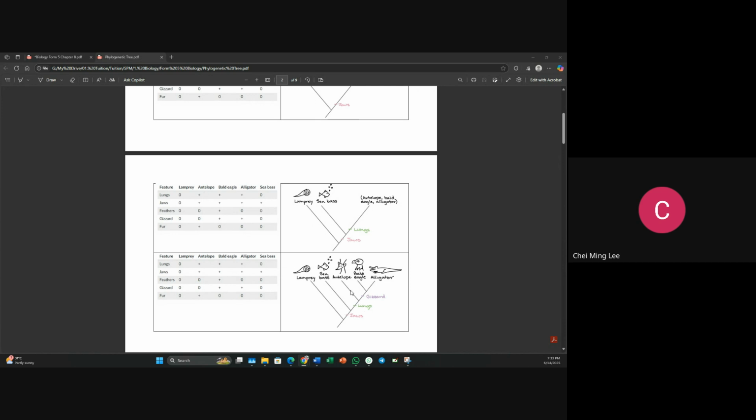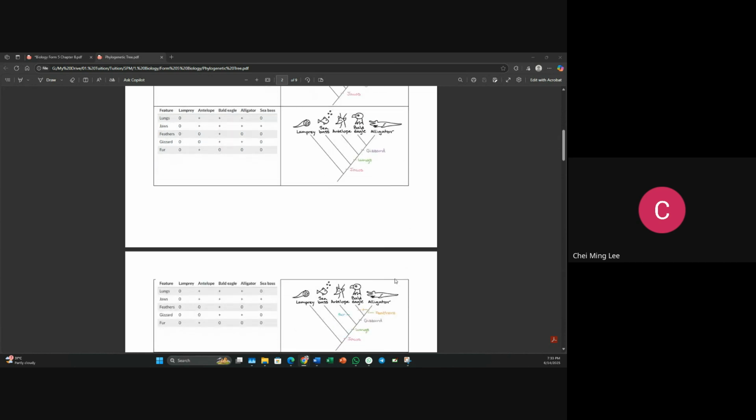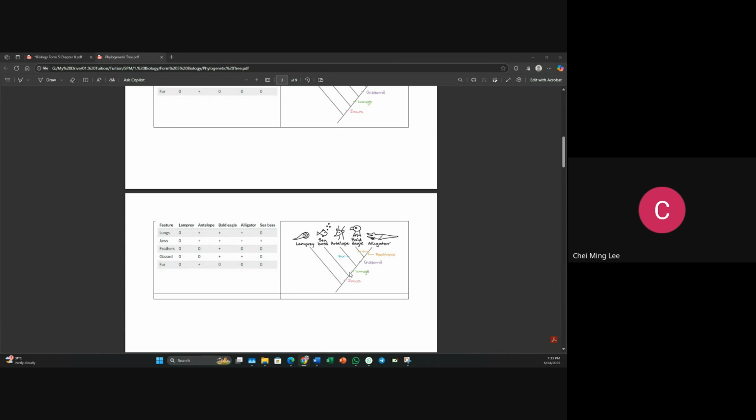So antelope. Then after antelope, we come with bald eagles, 3 to 4. Why do we put the alligator at the end? Because alligator somehow shares most of the characteristics with everyone. So then bald eagle and alligator like that. Can you understand? Fur is only by antelope, so you cannot share it here. You need to put it here because it's alone.